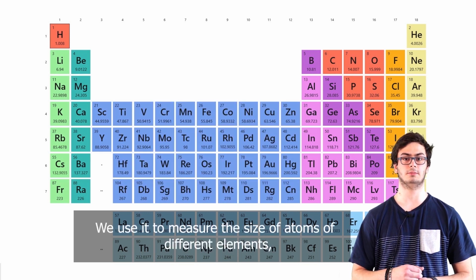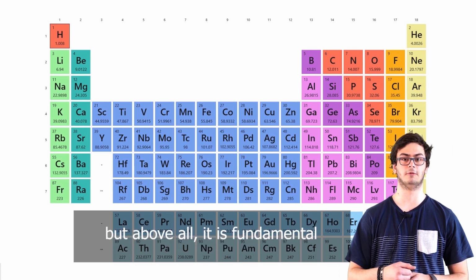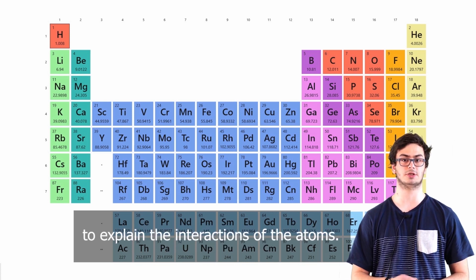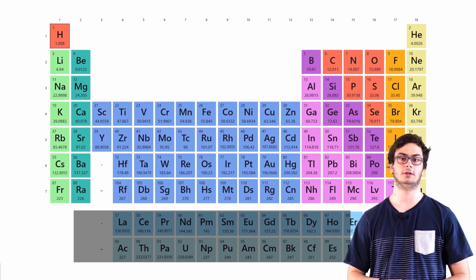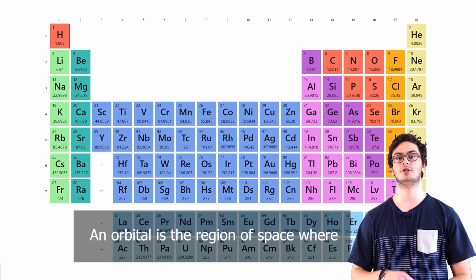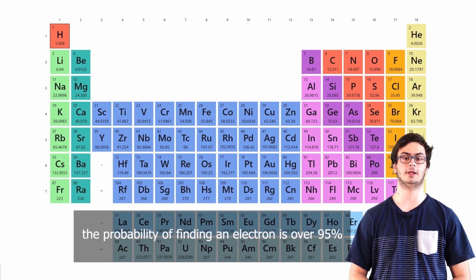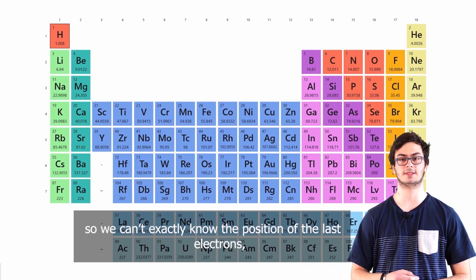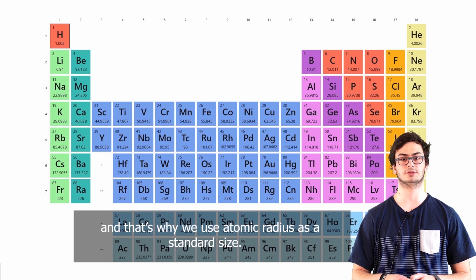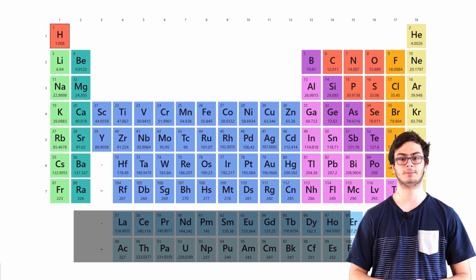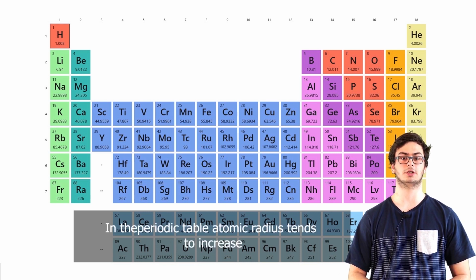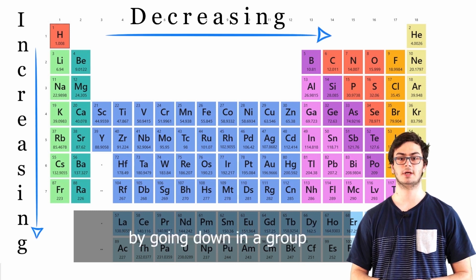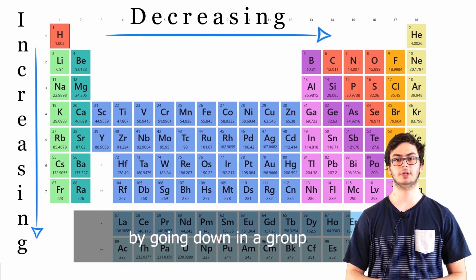We use it to measure the size of atoms of different elements, but above all it's fundamental to explain the interactions of the atom. An orbital is a region of space where the probability of finding an electron is over 95%, so we can't exactly know the position of the last electrons, and that's why we use atomic radius as a standard size.